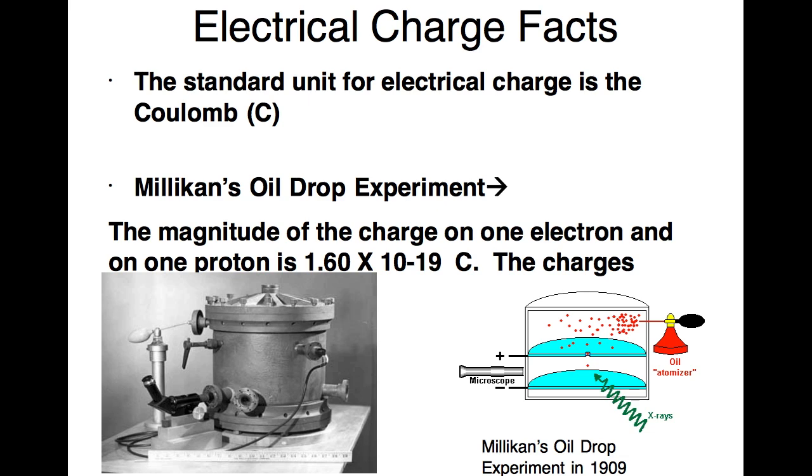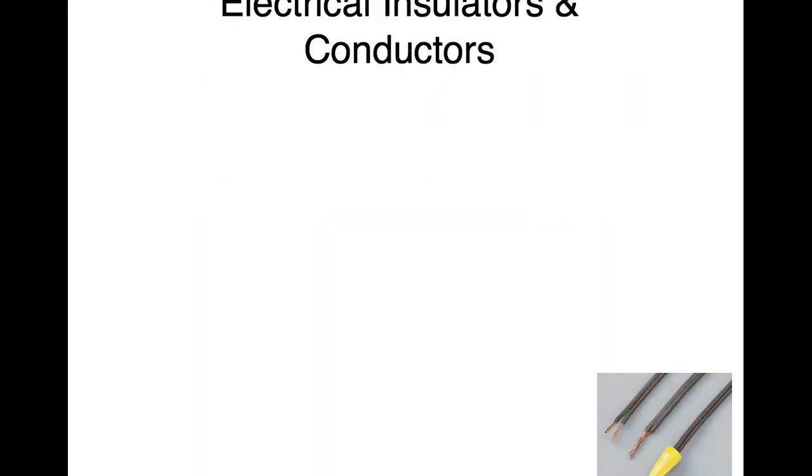Unless denoted by something else in a problem, in Coulomb's law, when you're using that equation, the Q, or the charge, will always be 1.6 times 10 to the negative 19th. So let's now talk about electrical insulators and conductors.